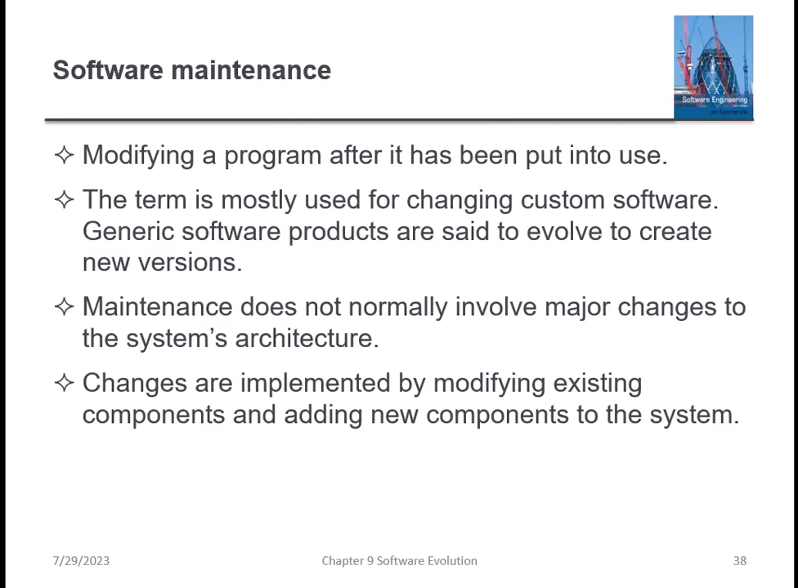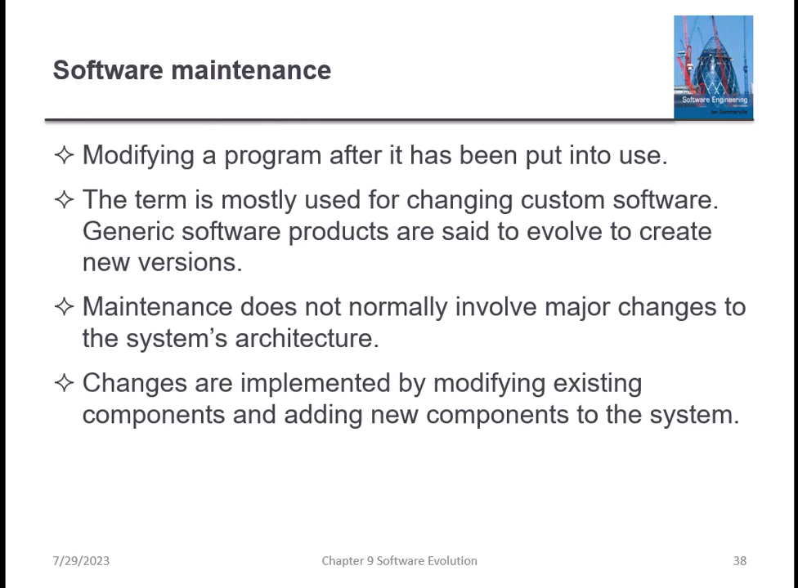Software maintenance is the modification of a program after it has been put into use. This means the maintenance phase starts after the deployment of software, when the software is released to the market or to the client site and its practical operation has started. Then the maintenance phase starts.